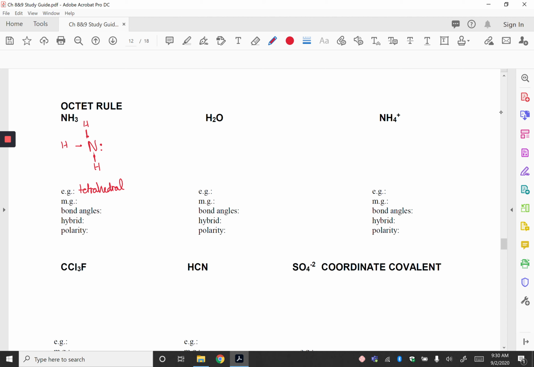So because it's tetrahedral, we know that the bond angles are 109.5. We also know the hybrid is going to be sp3 since there are 4 areas of electrons, 1 s and 3 p's need to mix. And for the molecular geometry, we have a nitrogen and then 3 things that are 109.5 from each other. I could have drawn it the other way, so let me draw it this way. That looks like a pyramid, and so it is trigonal pyramidal.